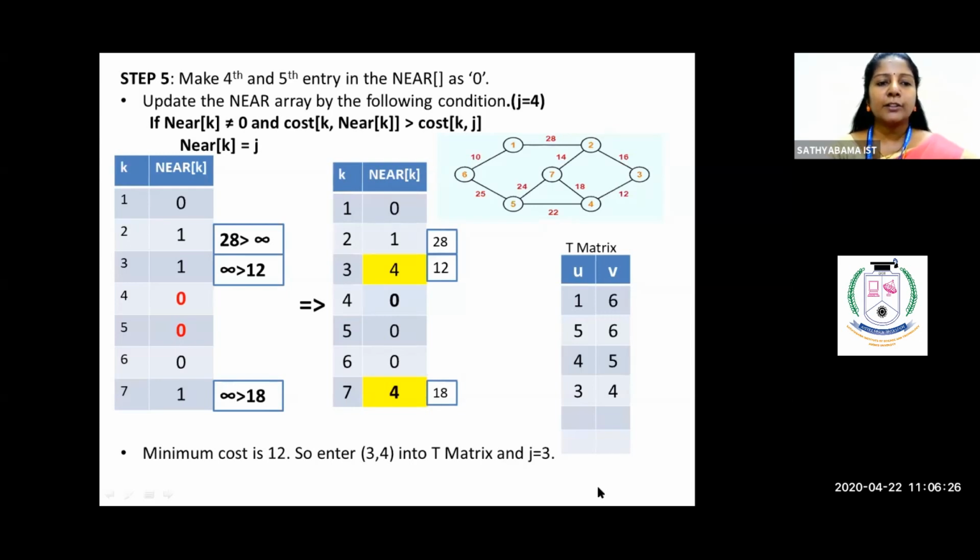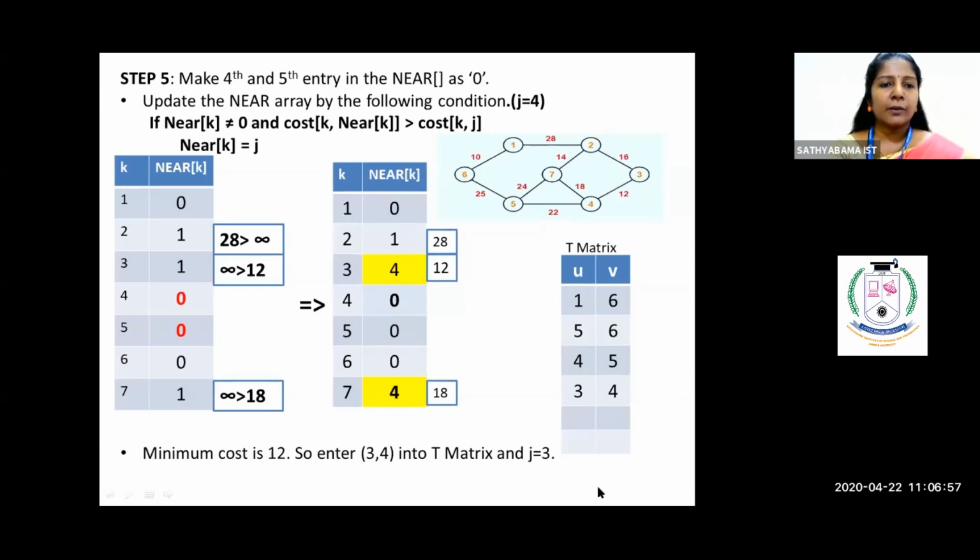Now the next non-zero entry is 3, 1. What is the edge cost of 3, 1? 3, 1 is infinity because we don't have a direct connection. So 3, 4. What is 3, 4? It's 12. So infinity is greater than 12. The condition is satisfied, so the j value is updated in the near of k. What is the j value? 4. 4 is updated in the third entry, and it is highlighted there.